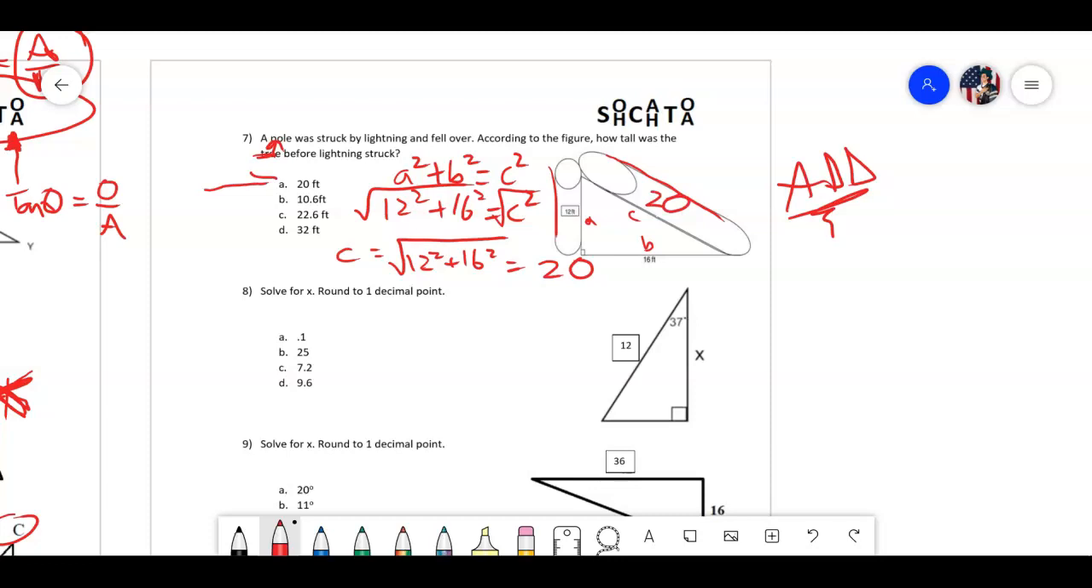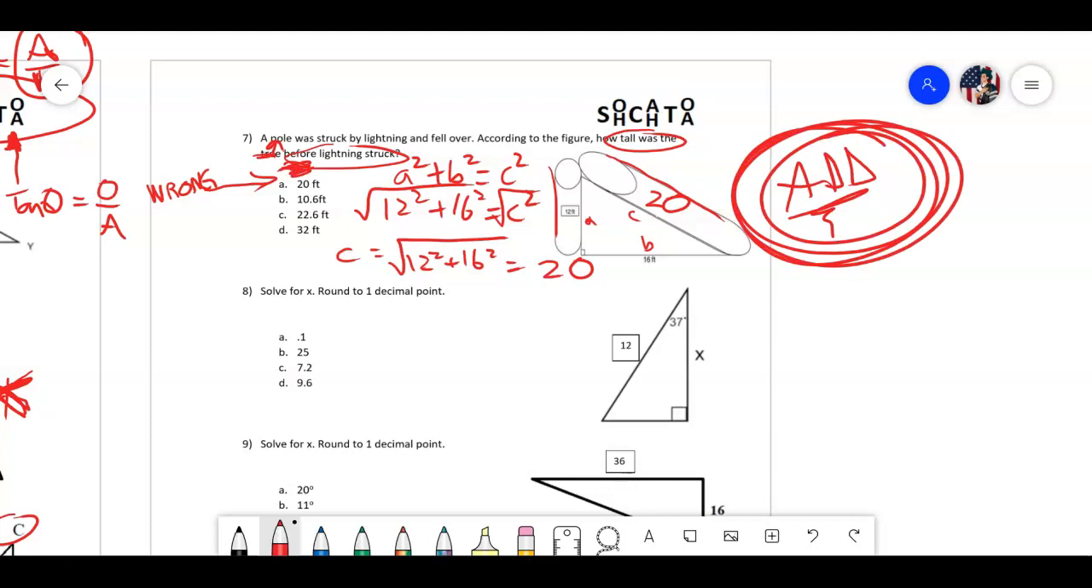And if you thought the answer was A, you'd be wrong. Why isn't the answer 20? Because it says how tall was the pole before the lightning struck. We have to add the two parts. So remember, this is a pole. This part's 20, and then up and down, this part's 12. So what do you got to do? Add them up. 12 plus 20 is 32. Okay, so the answer is D. That's a tricky one. You're going to see one just like that on your test.